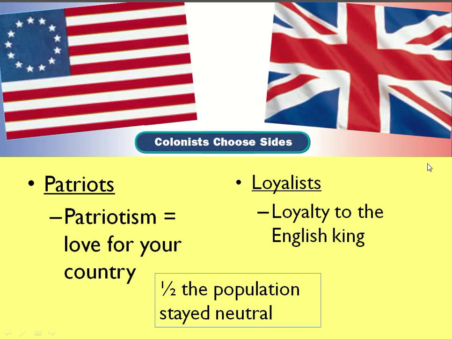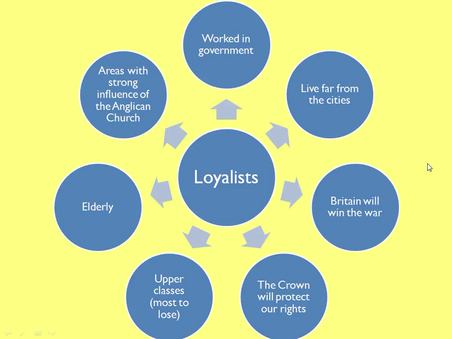So we'll just end by looking at who's likely to be on which side. So loyalists are more likely to be upper class, merchants, people who have a lot to lose. They would most likely stay in the loyalist camp because they're pretty certain that Britain will win the war. You're betting early on. You might want to bet on the British winning the war. But we'll look at why that's maybe not so much the case. They think the Crown will protect their rights more than a future American government.